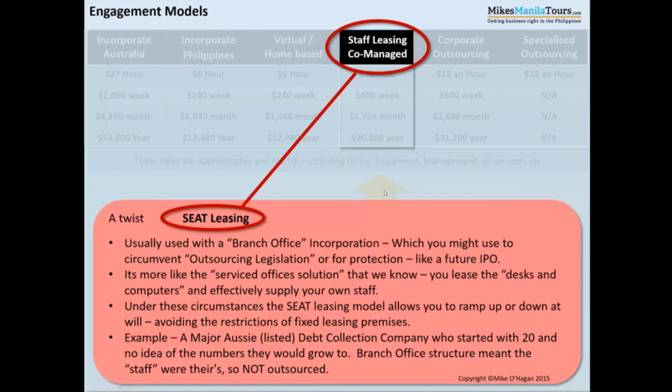There is a little twist to it. Quite often legislation or customer contracts require you to not outsource anything. If that's the case, it's quite common for companies to incorporate here, but still use a staff leasing business. In that case, we call it seat leasing, where you just lease the seat. A little bit just like serviced offices, except that they're also providing other stuff.